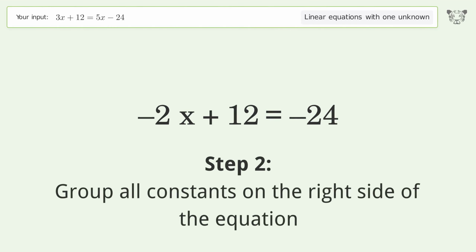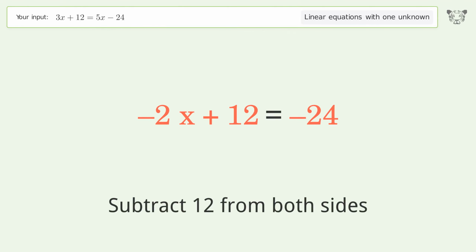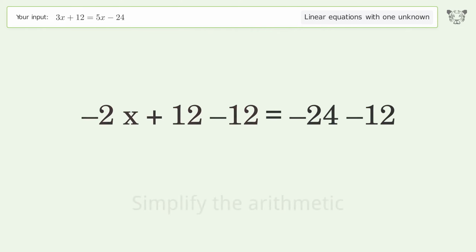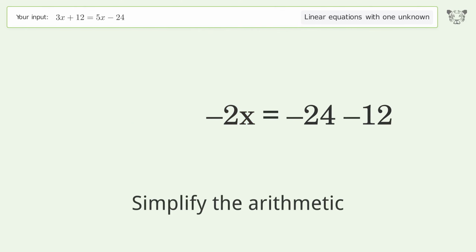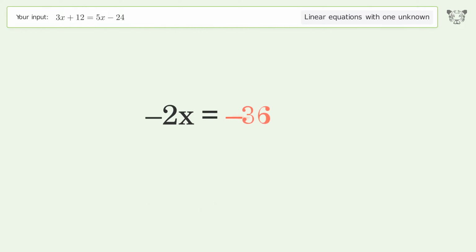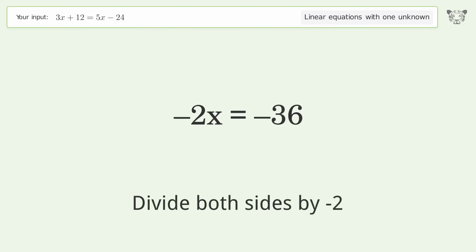Group all constants on the right side of the equation. Subtract 12 from both sides. Simplify the arithmetic. Isolate the x. Divide both sides by -2.